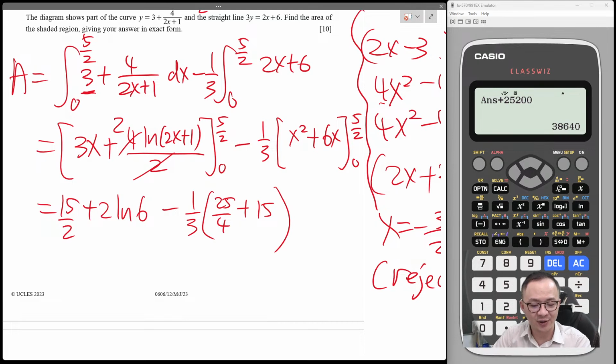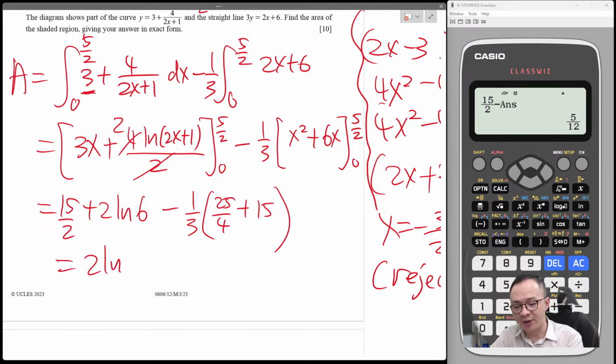Yeah, I guess so. Sometimes don't be too confident. Yeah, 15. Alright, okay, I'm going to solve some numbers there. Never mind. 1 over 3 bracket 25 over 4 plus 15, 85 over 12. So 15 over 2 minus my 85 over 12. Yep, so this is 2 ln 6 plus 5 over 12. 10 marks.